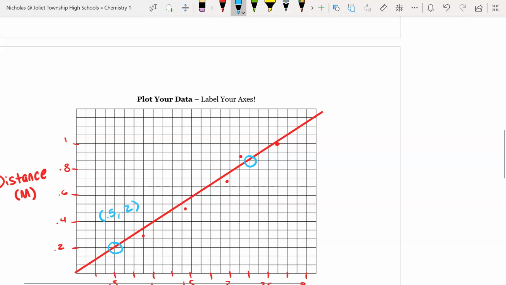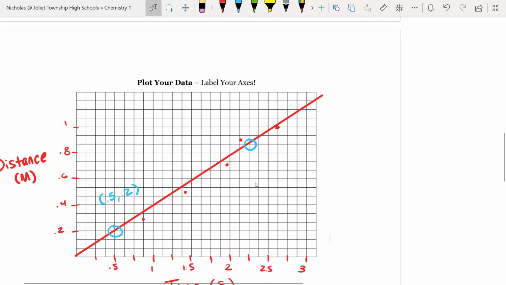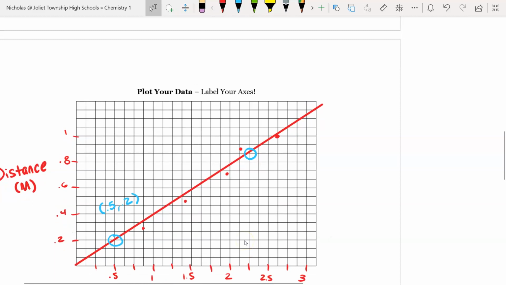My second point looks like it's about, let's see, that'd be 2.25. And I would say about 0.87, maybe. Doesn't have to be super exact, but try to get it as close as possible. Sometimes when you skip an odd number of lines like I did on the y-axis, it makes it difficult to gauge. All right, so those are my 2 points.